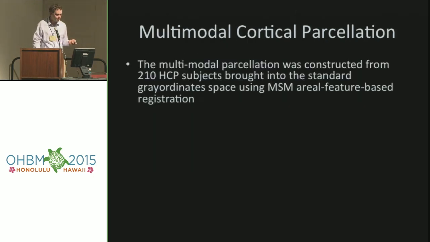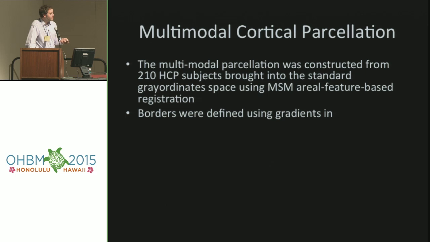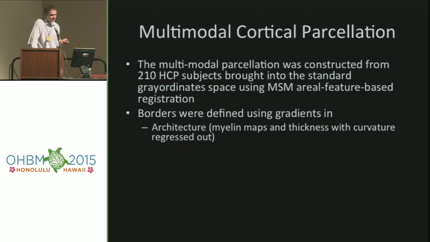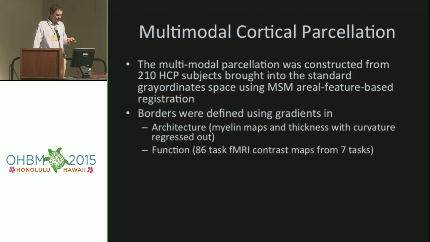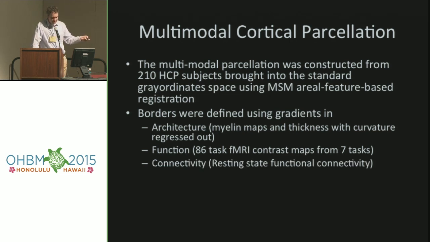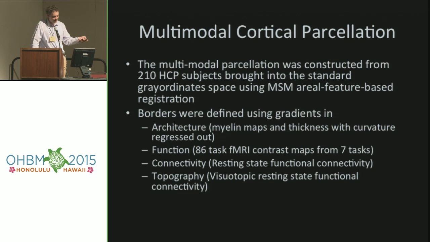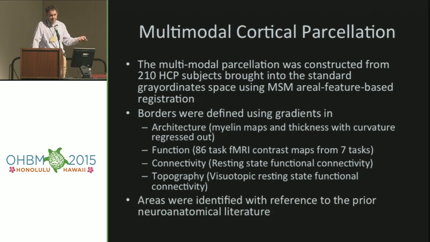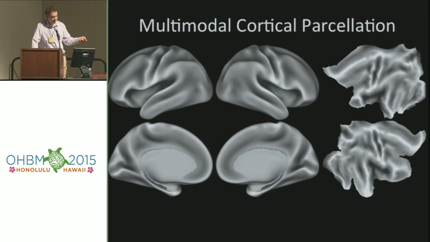So the multimodal cortical parcellation, just to set the stage. We constructed this from 210 HCP subjects brought into standard grayordinate space using MSM areal feature-based registration. We defined areal borders using gradients in architecture, myelin maps, and thickness maps with the curvature regressed out, function, task fMRI maps, connectivity, resting state functional connectivity, and topography. And then we tried to identify the areas with respect to the prior neuroanatomical literature, keeping the same names when possible. So here's our folding map here.